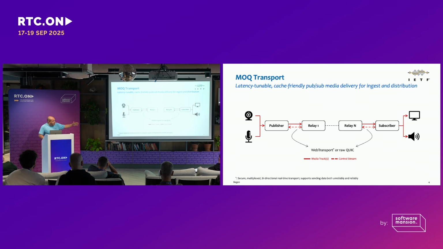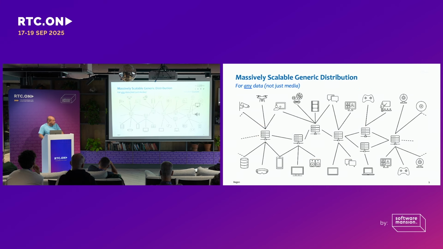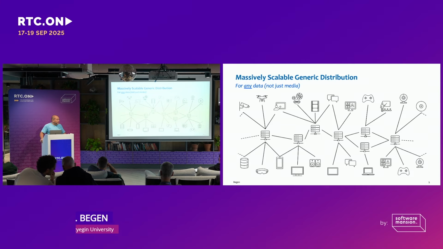The same application can be run on web transport if you are in a browser environment, which is currently what we support in MoQtail, but raw QUIC implementations are just straightforward. So MOQ is about scalable, highly scalable distribution, and it is really a generic distribution. MOQ doesn't know anything about the media it's carrying. Whether it is audio or video or text or image, it doesn't really care.